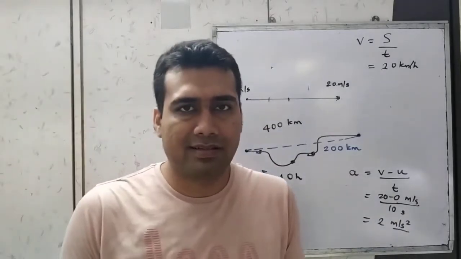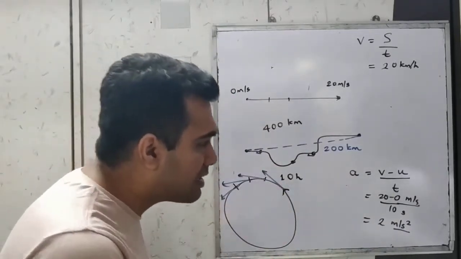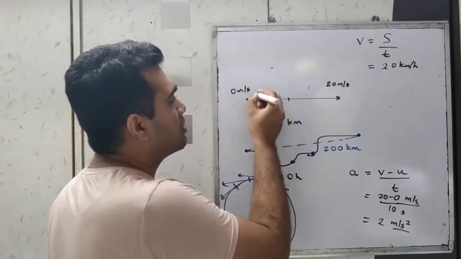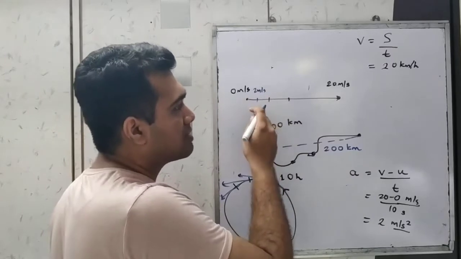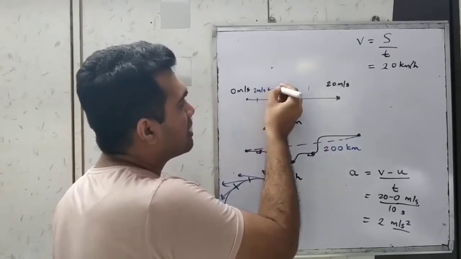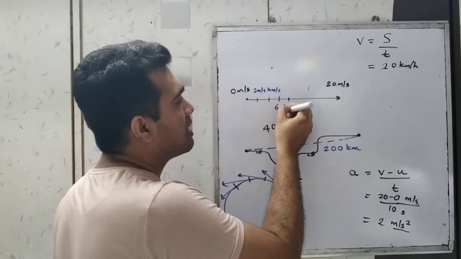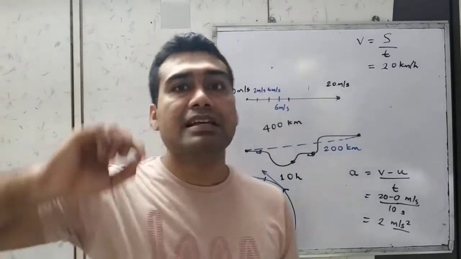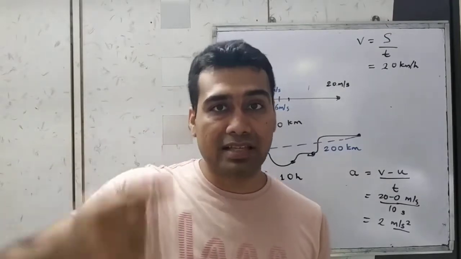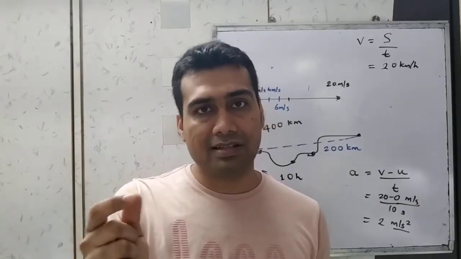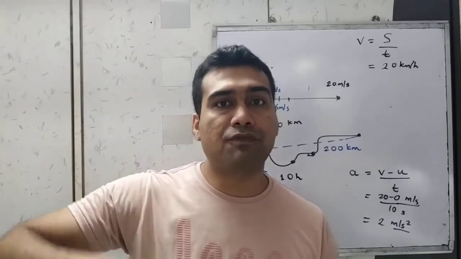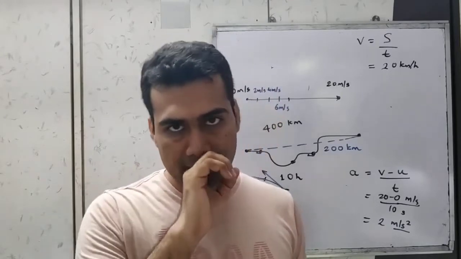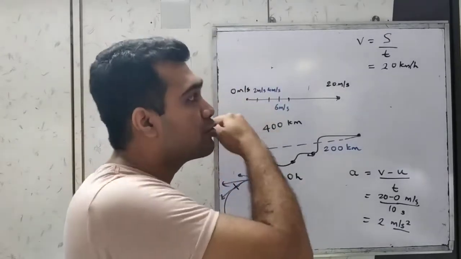Now what does this mean? It means that every second the velocity is increasing by 2. So after 1 second it is 2 meters per second. After the second it is 4 meters per second. Then it becomes 6 meters per second. And after 10 seconds its velocity is finally 20 meters per second. So every second its velocity is increasing by 2 meters per second. This is the meaning of acceleration, the rate of change of velocity. How much is the velocity changing per unit time? Now here I am assuming that there is a uniform acceleration.